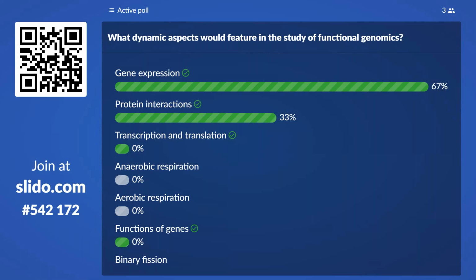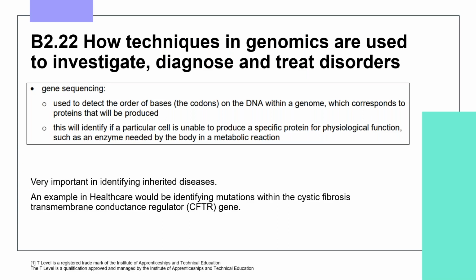So moving on then. I think it wasn't quite clear that there were multiple options here that you could have picked. That's my fault, sorry. So the correct answers are transcription and translation, gene expression, protein interactions, and functions of genes. Those are just the ones from the specification point there. And these short AO1 questions can be very useful as a review, starter, and home learning tasks to help embed the retention of those key facts.